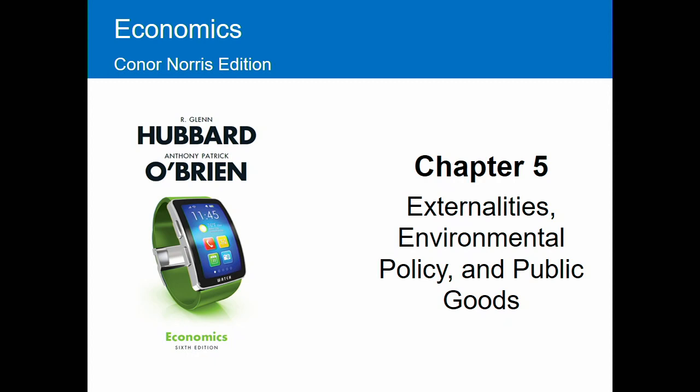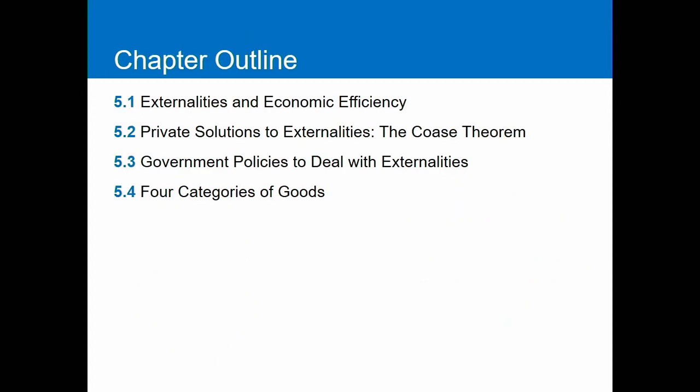Goods, and then the 4 different types of goods. So in the first section, we'll look at externalities and economic efficiency. So far, we've talked about how in market economies, competition leads to an efficient outcome. It leads to this equilibrium that leaves producers and consumers as well off as possible. We'll see with the case of externalities where this isn't the case.